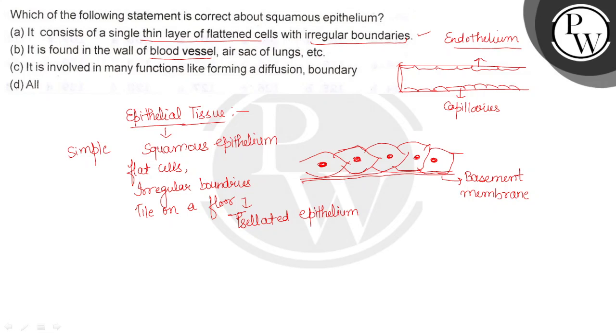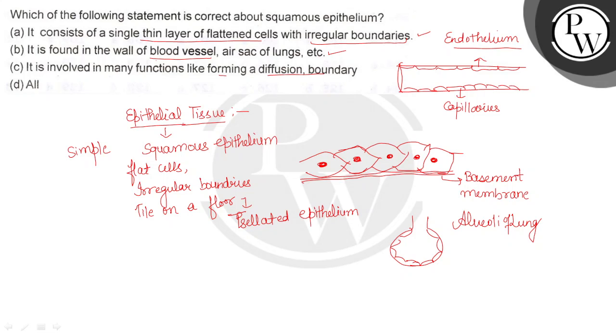Similarly, the air sac of lungs. Air sacs of lungs are also known as the alveoli of lungs, and the alveoli are lined with the simple squamous epithelium. So this one is true, that the air sac lining and the lining of blood vessels is composed of the simple squamous epithelium. Now the next is, it is involved in many functions like forming a diffusion boundary.